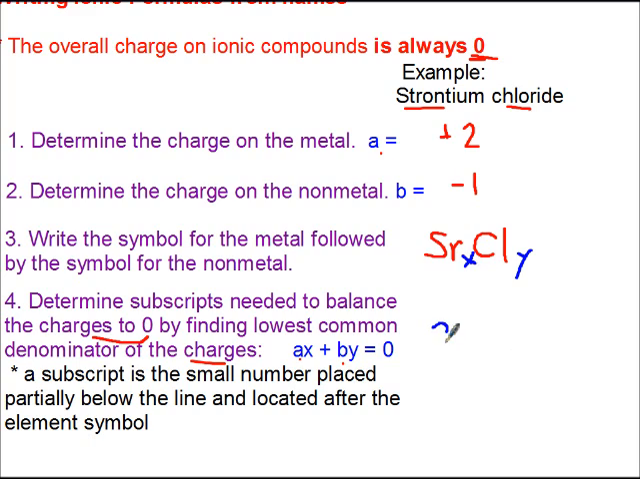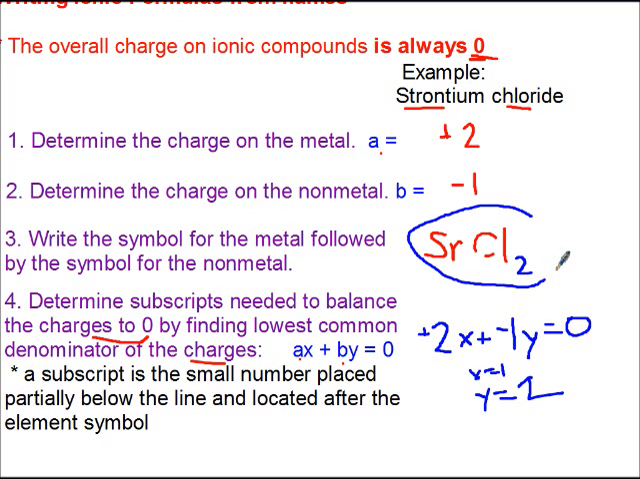If I take +2 for my positive charge times X, plus B, which is -1, times Y, and set that equal to 0, the lowest common denominator in this case would be 2. So in order for 2x plus -1y to equal 0, I have to have Sr with one of those. So x has to equal 1, and y has to equal 2. That gives me the lowest common denominator of 2. 2 times 1 plus -1 times 2 equals 0. So my final formula will be SrCl2.